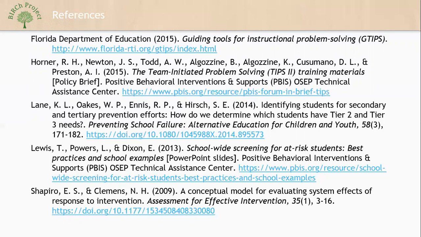The Florida Department of Education has provided a document on guiding tools for instructional problem solving. Horner and colleagues have published a guide for team-initiated problem solving. Kathy Lane and colleagues have published an article which I used as the framework for discussing more standardized targeted intervention protocol, as well as Tim Lewis and colleagues provided a presentation around using school-wide SEB data, and they provide some additional examples. So this might be a good resource for you to look for additional concrete examples of what this looks like in the real world.